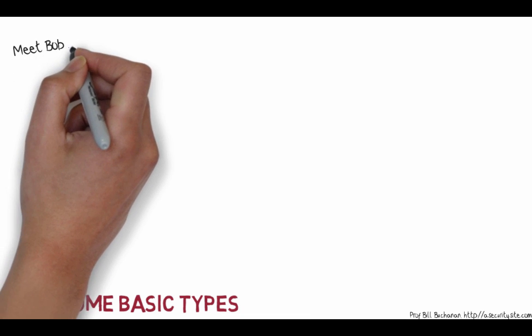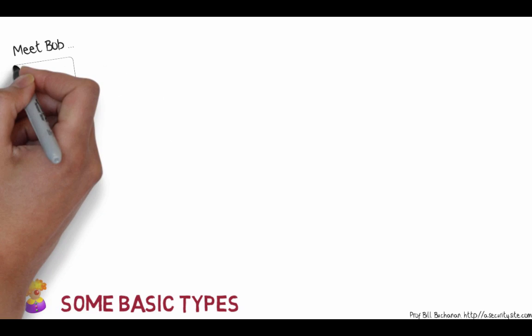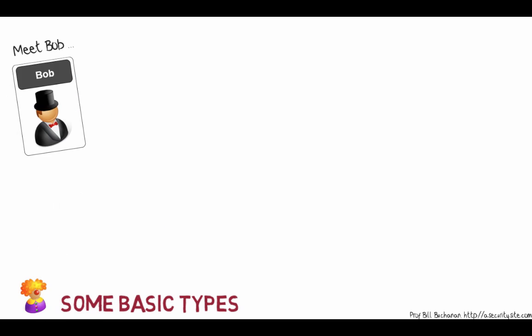Okay, so the first thing we're going to have a look at is some basics of the classifications of cryptography type. First, let's meet Bob, and this is Bob here. Along with Bob we have Alice, down here. It's our task to allow Bob and Alice to communicate, and also for Bob to identify himself to Alice and vice versa.